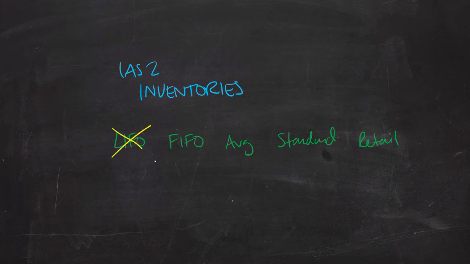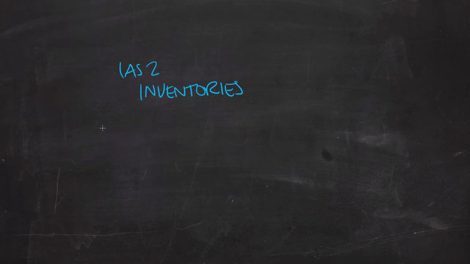Under IFRS, LIFO is not allowed. They realize that the implications for businesses to use that for tax purposes in jurisdictions like the United States allow for some differences in the numbers that appear.